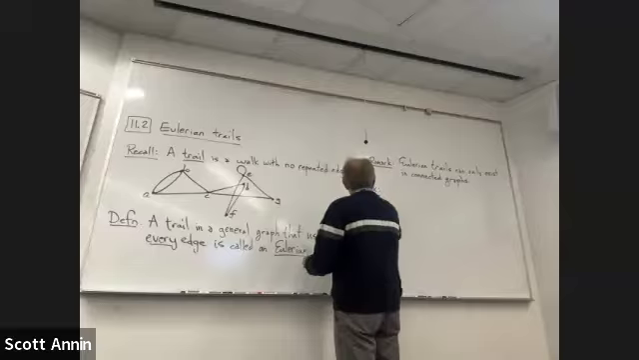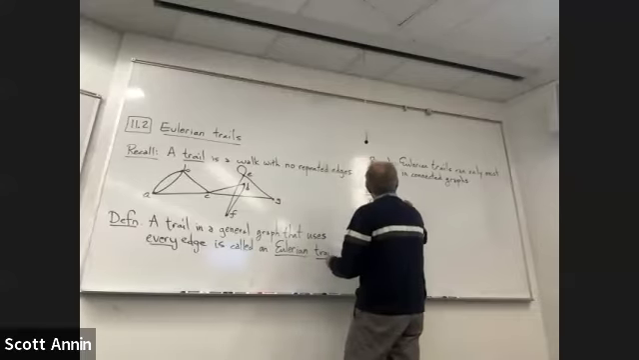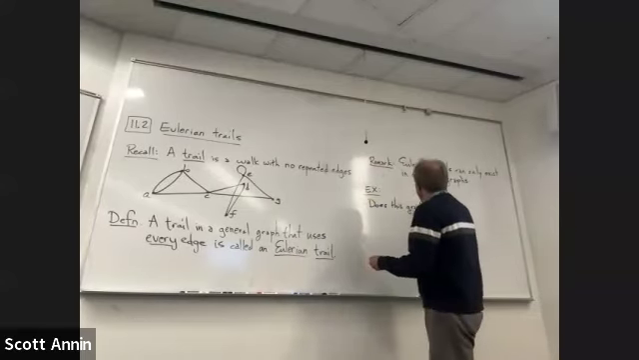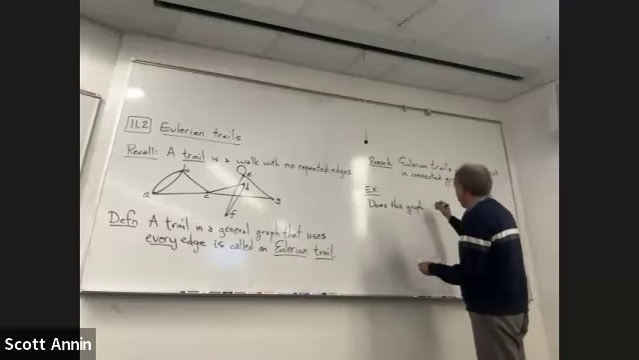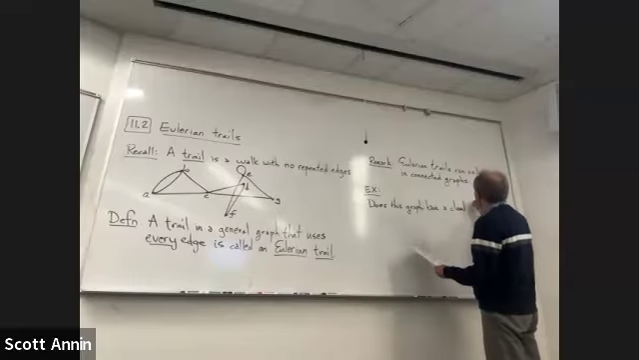But let's just draw one example here. So does this graph, I'll just draw it in a second. Does this graph have a closed Eulerian trail?